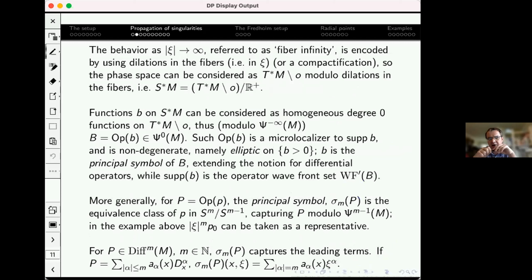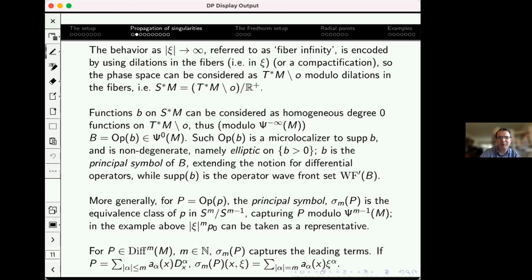So the behavior as this momentum variable psi goes to infinity is referred to, at least by me and some others, though of course not by many others, as fiber infinity. This being the fibers of the cotangent bundle, infinity is a very loaded word, and one might be tempted to give oneself too much freedom with infinity. To force oneself to be reasonable, you can either encode this behavior by quotienting by dilations in the fibers of the cotangent bundle, so you're really working with the cosphere bundle, or, even better, compactify the cotangent bundle to a ball bundle.